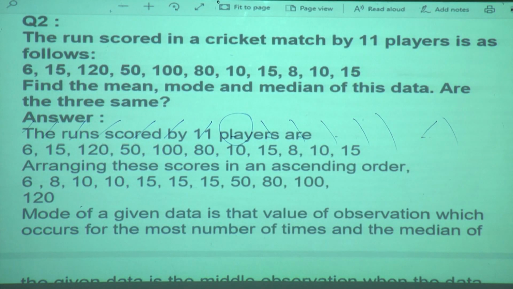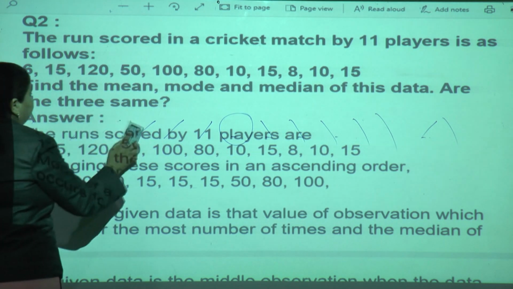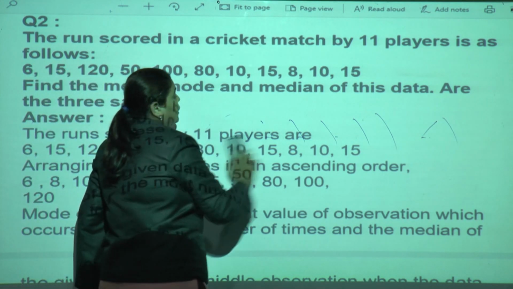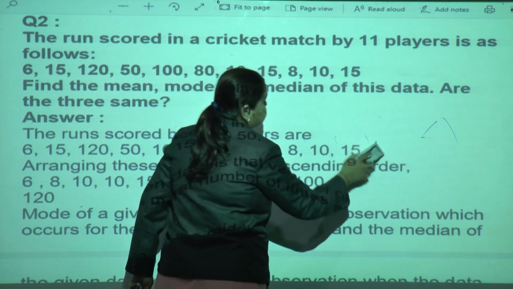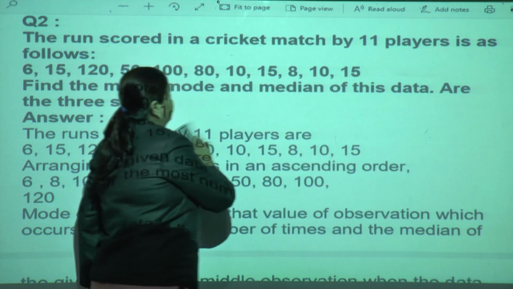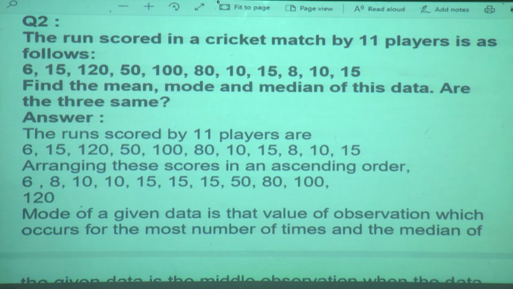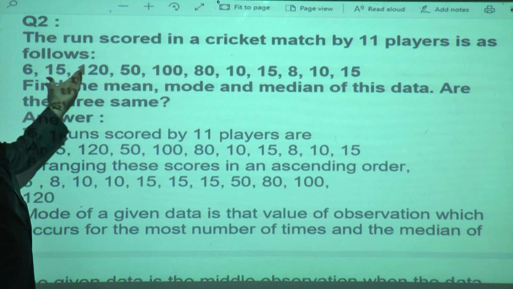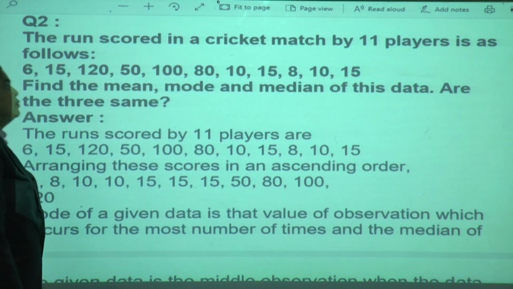Here we have another example where the scores of a cricket match by 11 players are given to us. It is very similar to our previous sums, where the marks of a mathematics test of students were given, and we first arranged them in ascending order and then found the mode and median. Here also we have to find from the runs scored in a cricket match by 11 players. You know cricket better than me, an 11-player team, and the runs scored by all 11 players are given.